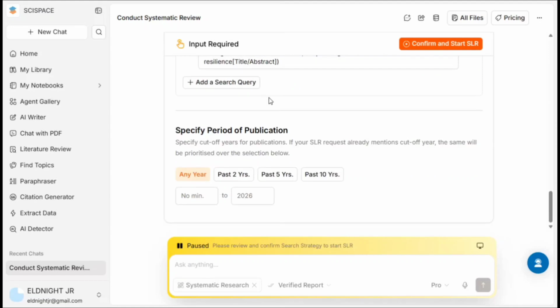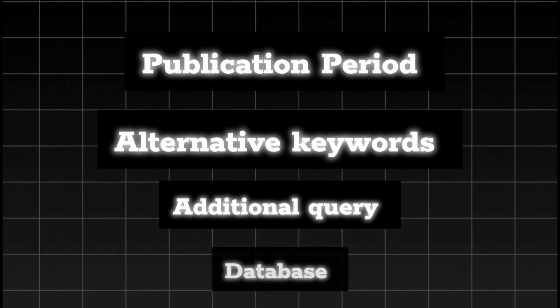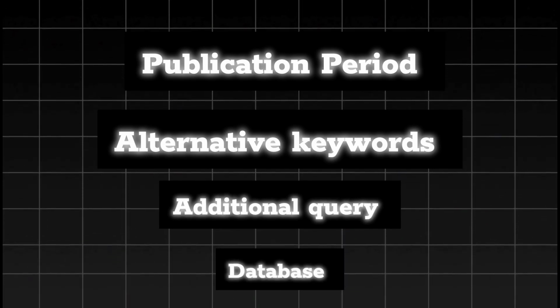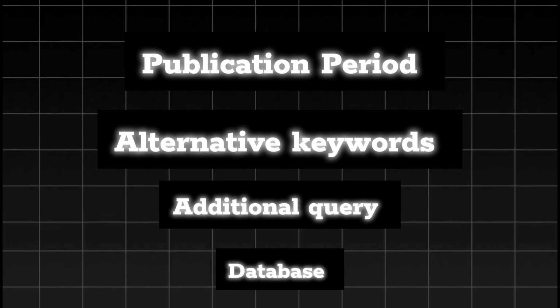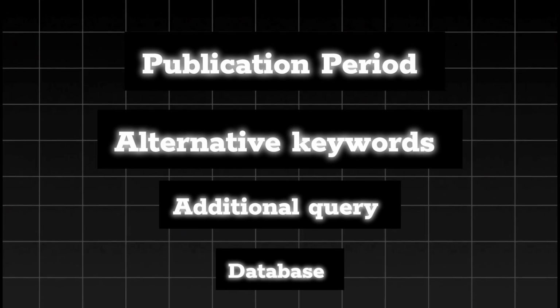So before the review even begins, the agent helps you refine 4 key areas: publication period, alternative keywords, additional research instructions, and research databases. Although these confirmations add a few extra minutes, they help narrow the scope of the review, improve the relevance of the papers, and ultimately produce a much stronger final report.